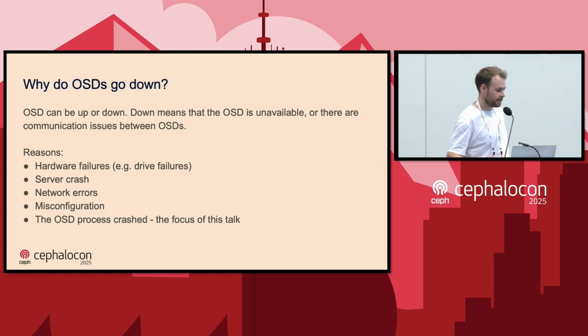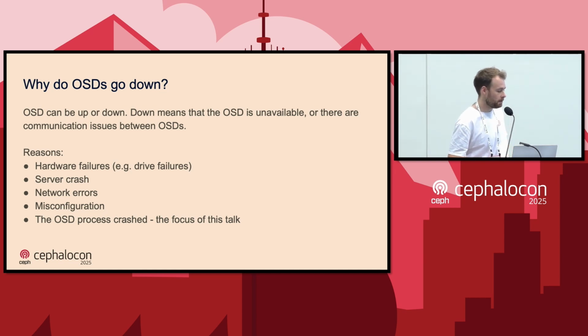Every OSD in the Ceph cluster has a status. It can be up or down. If it's up, it's in service. That means it's available to the cluster. It can do reads and writes. If it's down, that OSD is unavailable, or there are communication issues between the OSD and other processes in the Ceph cluster, and the OSD's been marked down.